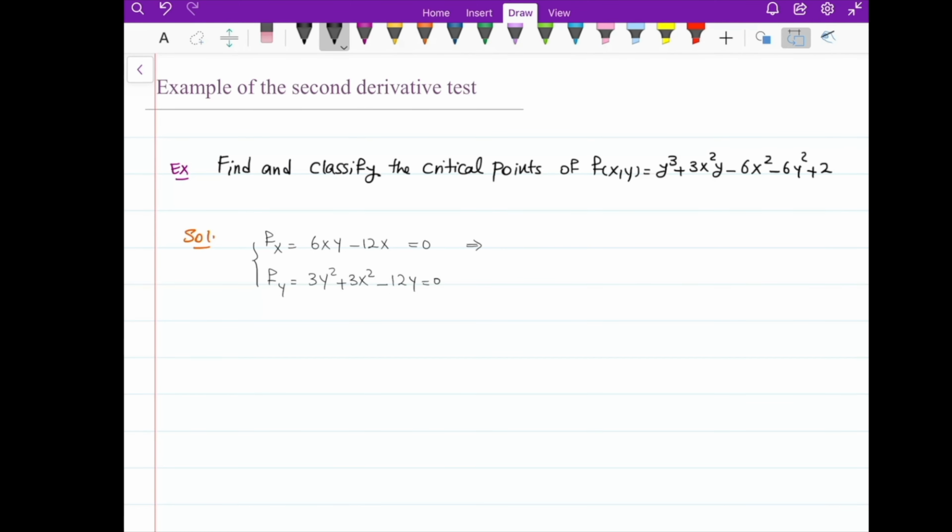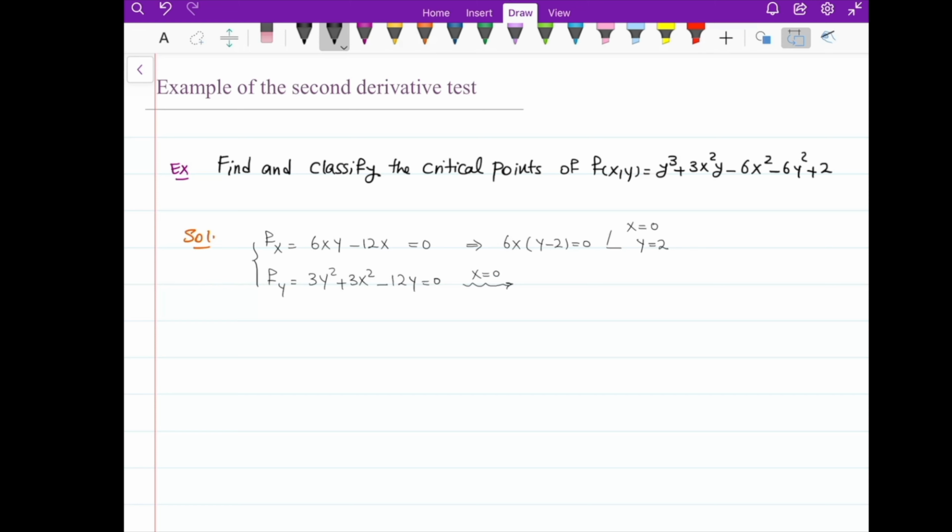So from the first one, I can factor out the 6x. I get x times y minus 2 equals 0. So I get two values: x equals 0 and y equals 2. Now I'm gonna plug each one of them into the second one.